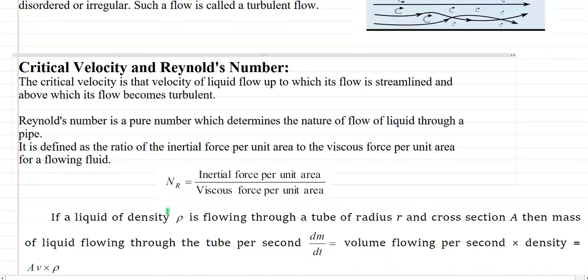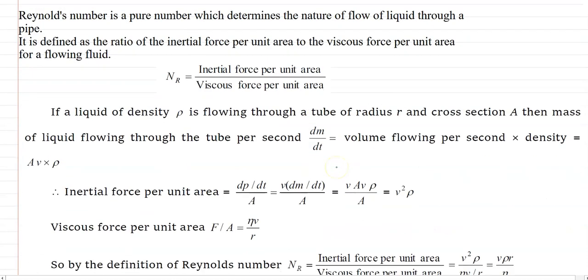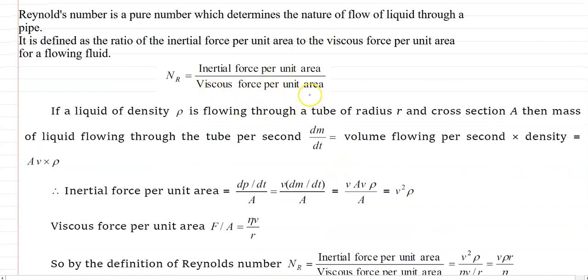So, critical velocity and Reynolds number. Critical velocity is the velocity below which the liquid follows streamline motion and above which the liquid follows turbulent motion. And Reynolds number is a number which defines whether the fluid flow is turbulent or streamline. Reynolds number is defined as the inertial force per unit area divided by the viscous force per unit area. The inertial force is the rate of change of momentum and the viscous force is the force due to viscosity. Viscosity is another property of fluid which we will discuss in the next class.